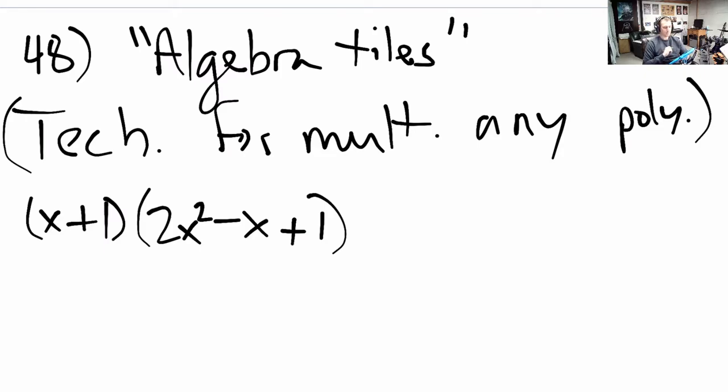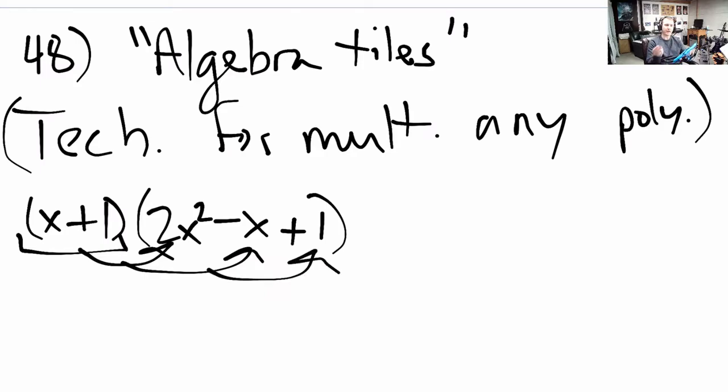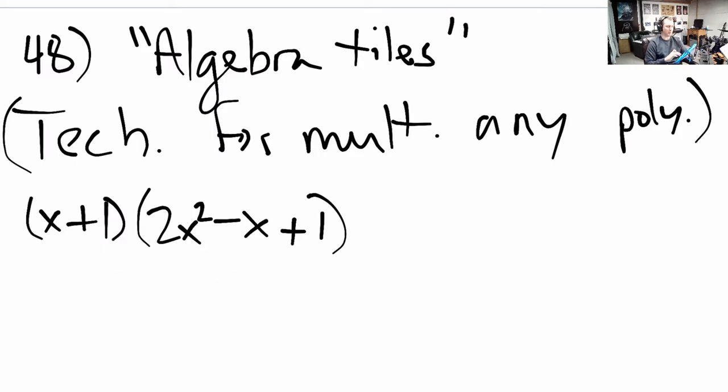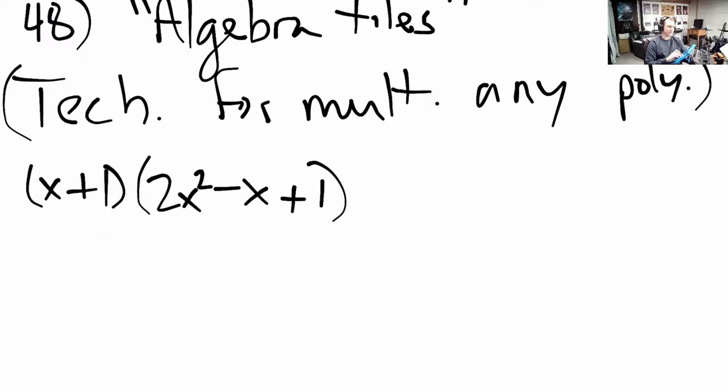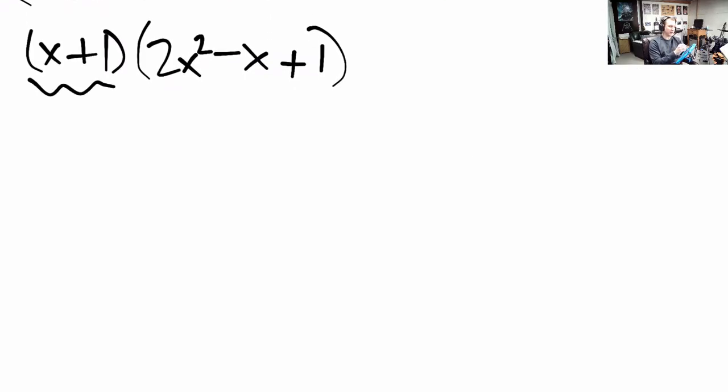Okay. So algebra tiles is a way of organizing this distributive process where we would normally take x plus 1 and multiply it by every single term in here and then go through and distribute the 2x squared throughout the x plus 1, the negative x through the x plus 1, and then the 1 through the x plus 1. It's a way of organizing all of that in a really fancy manner. And the way you do that is you pick one of these two items in a product. So it doesn't matter to me which one we pick. I usually pick the one on the left first. And then you list its terms vertically.